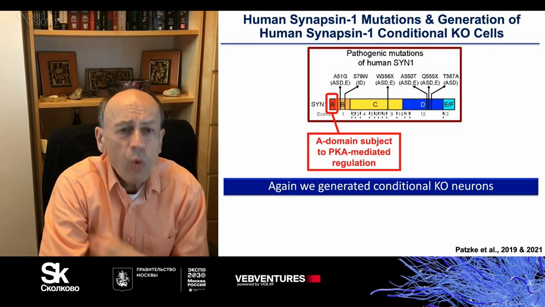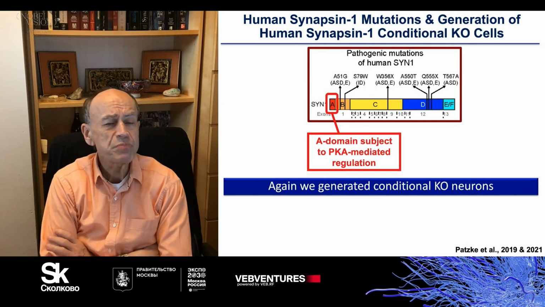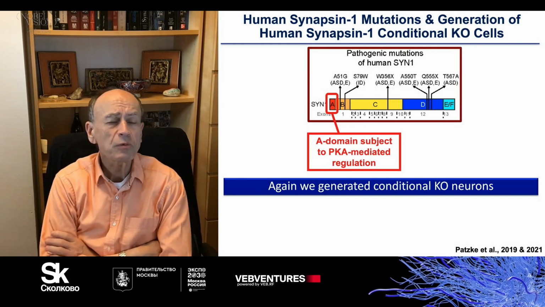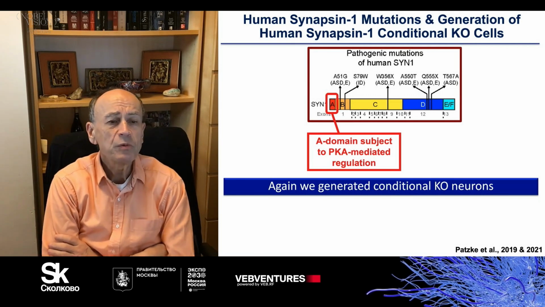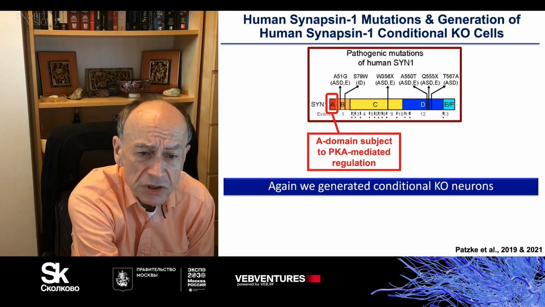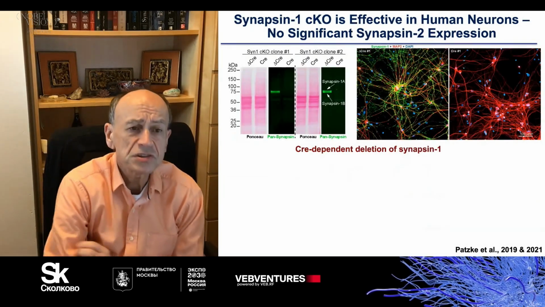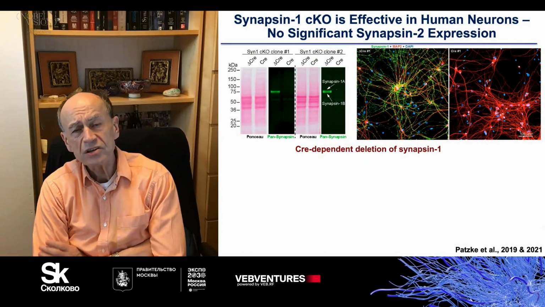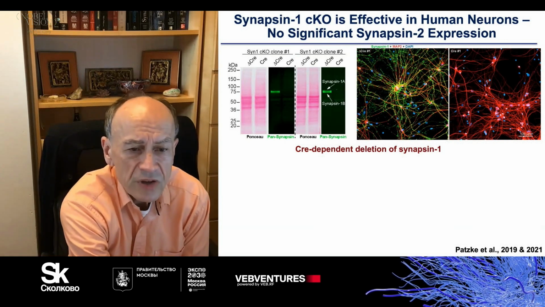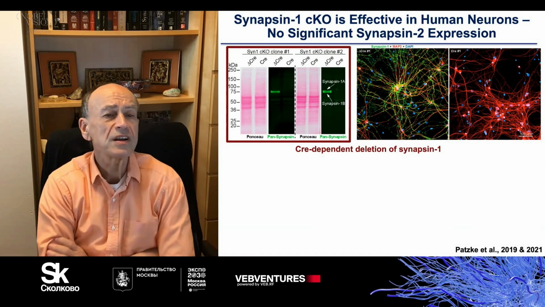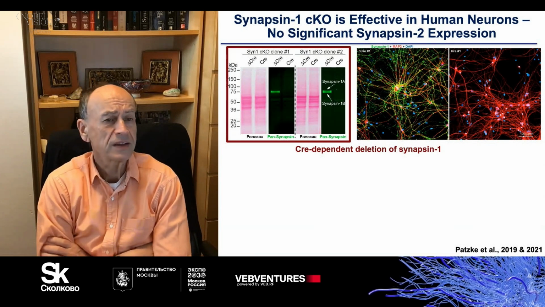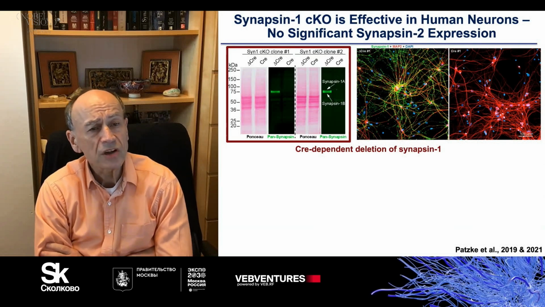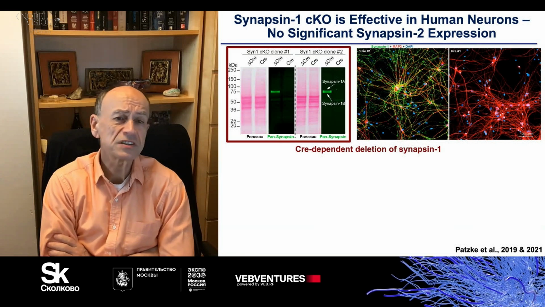So to analyze what the effects of these mutations might be on human neurons, on synaptic information processing, and in general, what the function of synapsin-1 might be, we again generated conditional mutations and generated conditional knockout neurons. What you can see here in this slide is a validation of these conditional mutant neurons. On the left, you can see an immunoblot that illustrates that after addition of Cre, there's a loss of synapsin-1, demonstrating that these conditional mutant neurons indeed delete synapsin-1 expression.